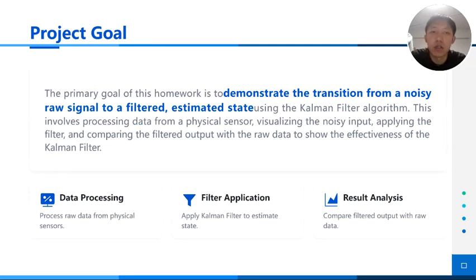The main goal of this assessment is to demonstrate how we can take a noisy raw signal from a sensor and use the Kalman filter to obtain a clean, intermittent state. This process involved several steps, which I will explain in detail.